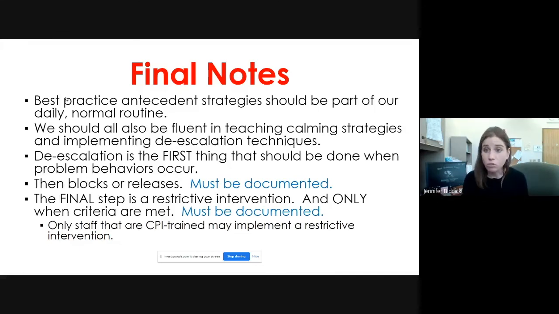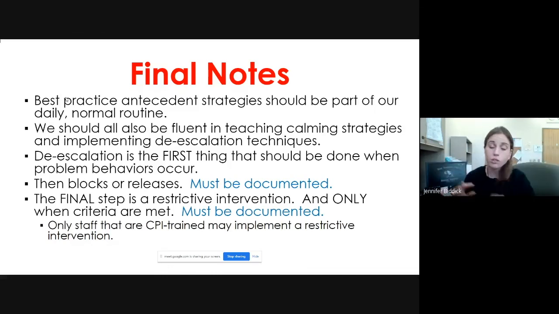Then we might have to do some block releases to keep ourselves and our students safe. And that final step should not be the first thing that we jump to. That final step is that restrictive intervention, which again, we did not touch on today. Those will also be those physical techniques within CPI. They should only be implemented when criteria are met. They should only be implemented by CPI trained staff.